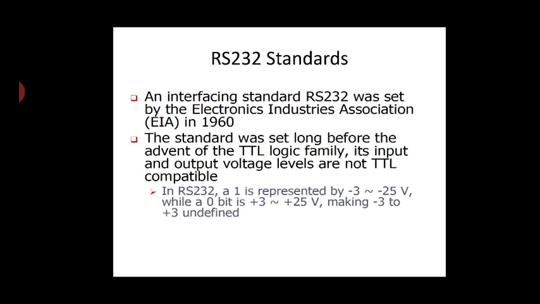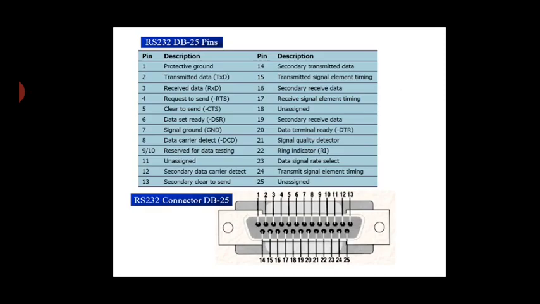Because as we all know, the bits are 1 or 0, in which 1 will have a voltage of -3 to -25, and 0 bit has a value of +3 to +25 volt, and the range -3 to +3 will be undefined. That is, active low signals will be received from the RS232 standard.